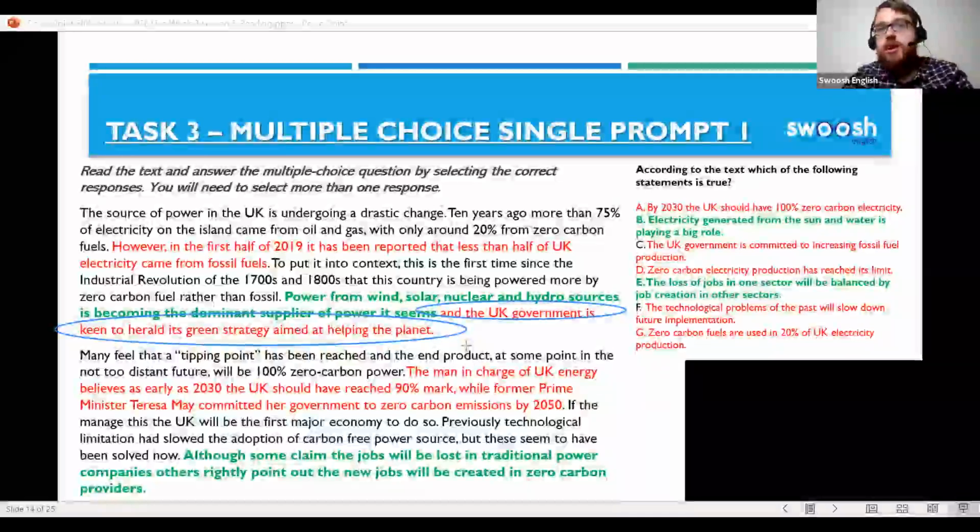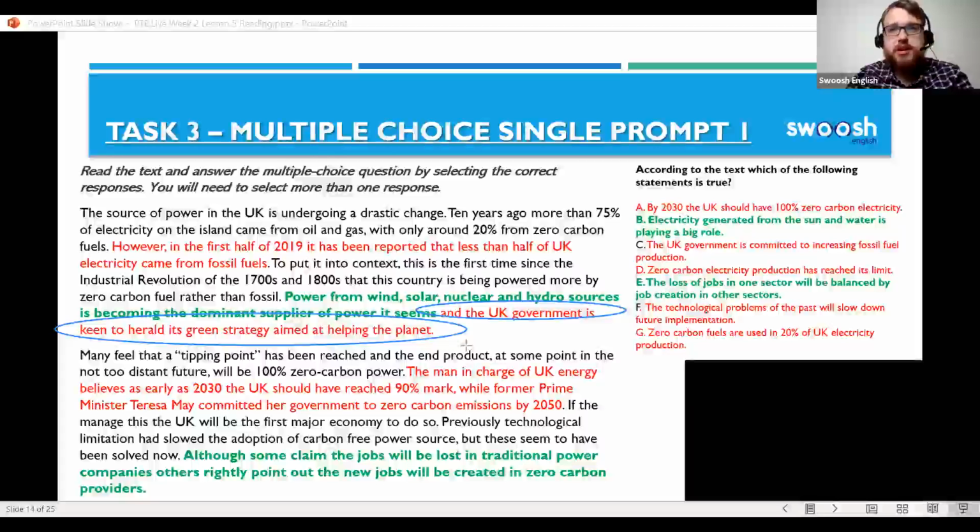D, zero carbon electricity production has reached its limit. So what refers to that as being incorrect? Well, there's actually nothing in this passage which suggests that it's reached its limit. So if there's nothing in the passage, then it cannot be deemed true, therefore it needs to be deemed an incorrect answer. Even though it mentions UK Energy believes as early as 2030 the UK would have reached a 90% mark, which of course still contradicts this sentence where it says 100%, it doesn't talk about anything having reached any peak in terms of electrical energy.